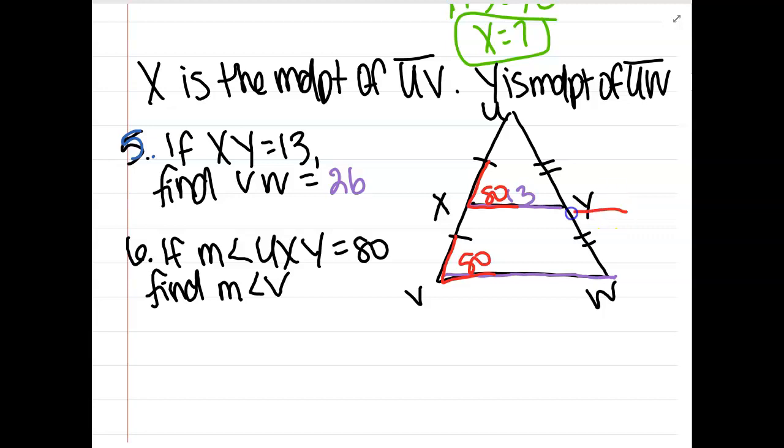Okay. Since this is a mid-segment, what do you know about these lines? They're parallel. And remember from chapter 3, all of those lovely parallel lines things. Parallel lines cut by a transversal, what kind of angles are these? Corresponding angles, and corresponding angles are congruent. So it is also 80. Very good.